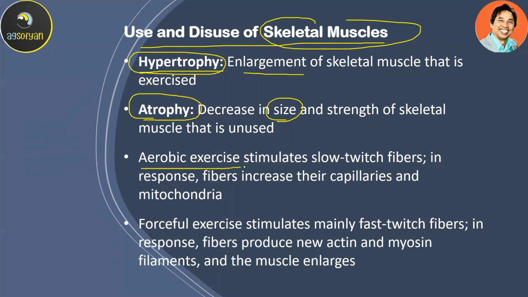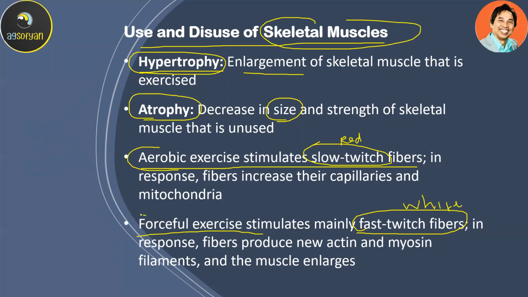Okay, so hypertrophy is so much use, atrophy is so little use of muscle. Aerobic exercise will stimulate slow-twitch muscle fiber, which is the red meat. Forceful exercise will stimulate fast-twitch muscle, which is white meat. So when we use aerobic exercise compared to forceful exercise, our ratio of white and red meat is going to be different.